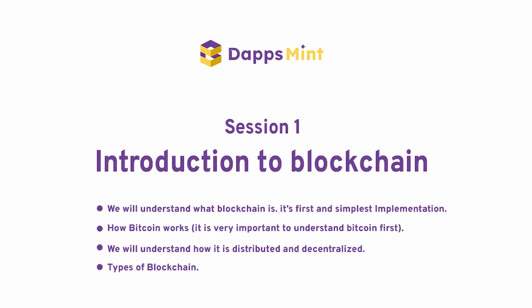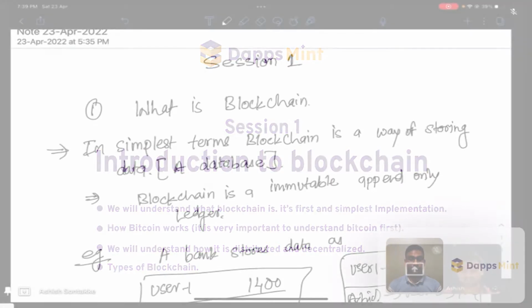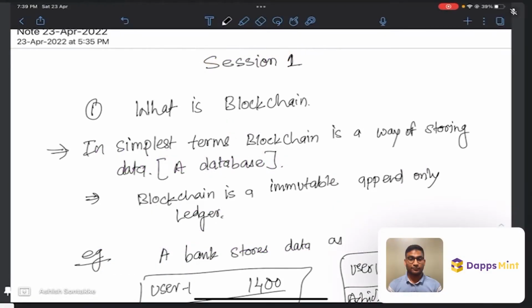Okay, so what we are going to do today is first understand what is blockchain. We will also see how Bitcoin works, because that is how everyone got to know the use cases of blockchain, and everything started from there. So that's why it is very important to understand that as well. And the third point is we'll understand what types there are, how many different blockchains we can have, and all that stuff. So these three will be the main points.